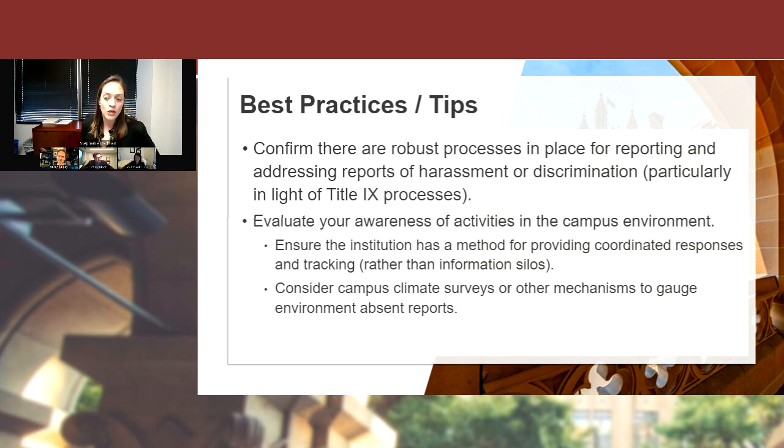And then evaluating your awareness of activities in the campus environment. So ensuring that the institution has a method for providing coordinated responses and tracking. And this is something that is coming across your whole campus, right? It's not just going to be siloed in a department or siloed among, say, a student group or student activities. This is going to be a way that you can ensure that there's a way to track all of this campus-wide across everybody. And then consider campus climate surveys or other mechanisms to gauge environment absent reports.